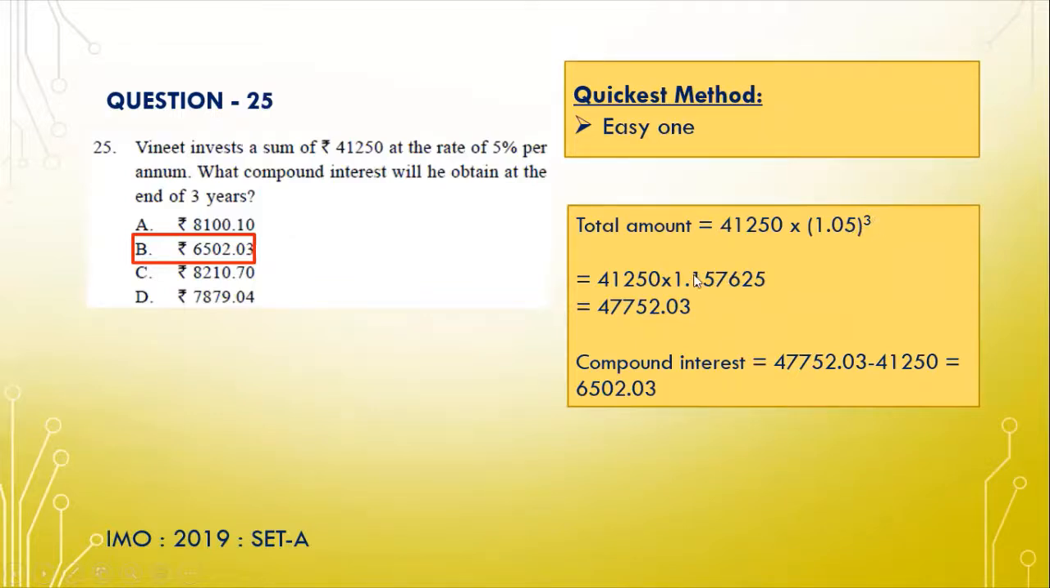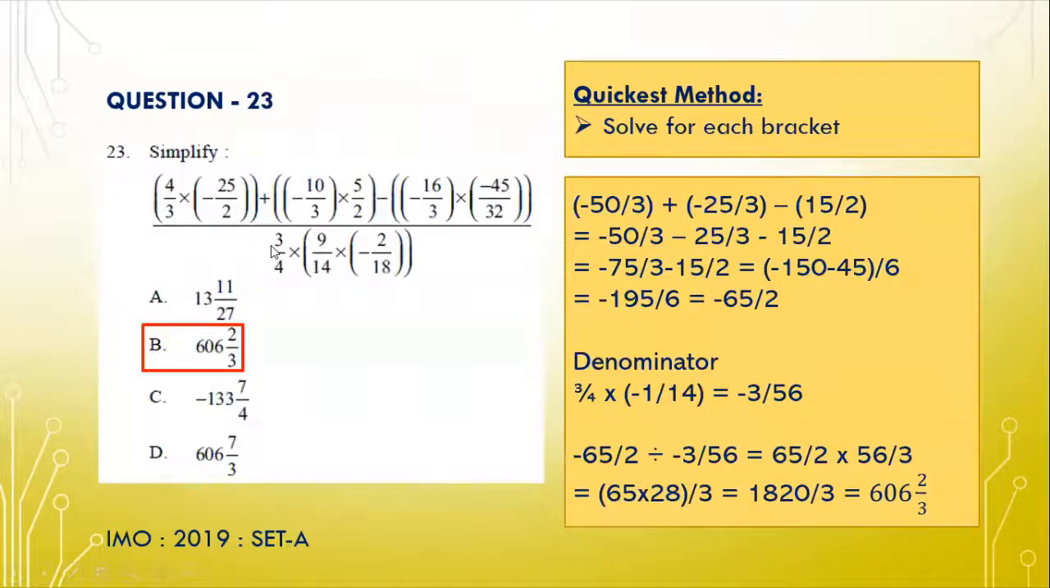1.05 raised to 3, which is 1.15765, into 41250 is 47752.03. So total compound interest is 47752.03 minus 41250, which is 6502.03. So 6502.03 is the right answer.